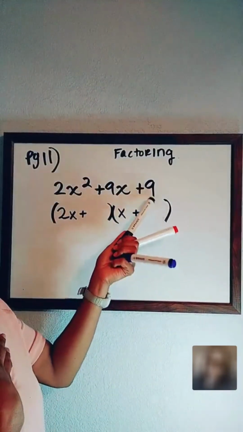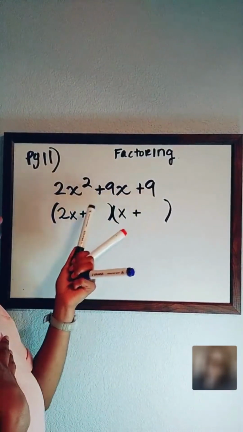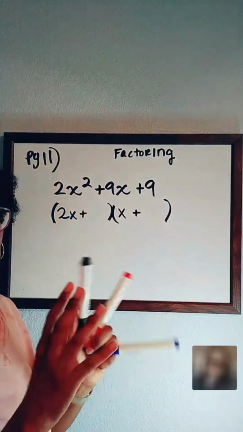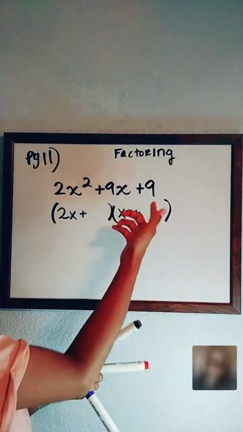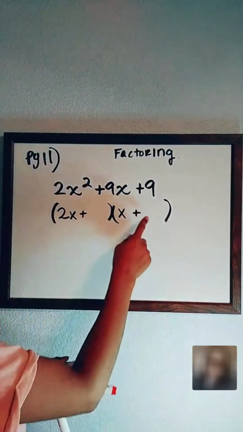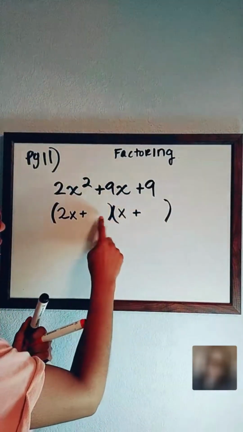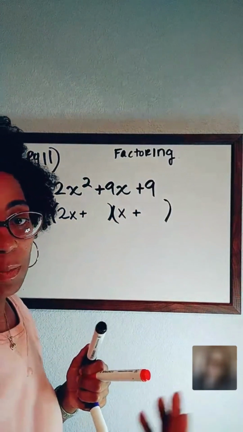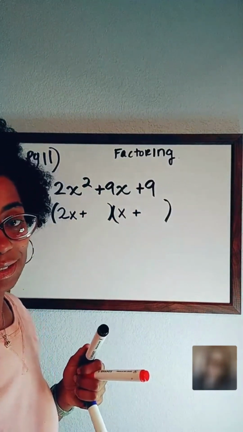Okay, so same thing for this one. Remember, I'm going to have to manipulate these numbers a little bit. All you got is 3 or 9 and 1. I need to figure out what goes here. Is it just going to be a 3 and 3, or am I going to use a 9 and 9? 9 and 1.